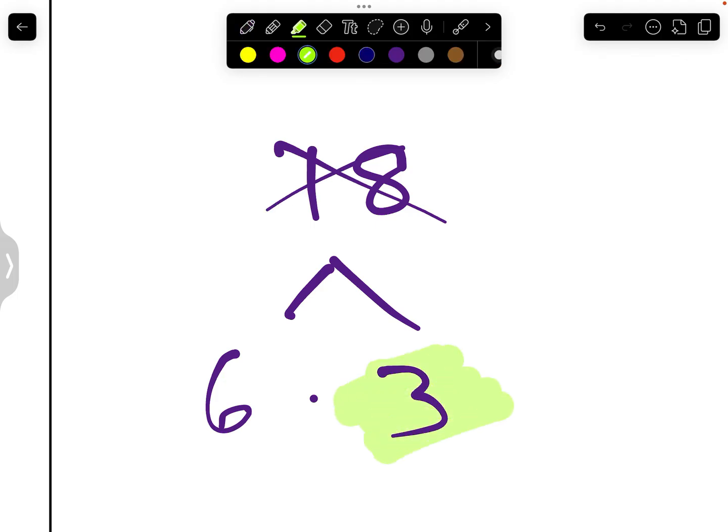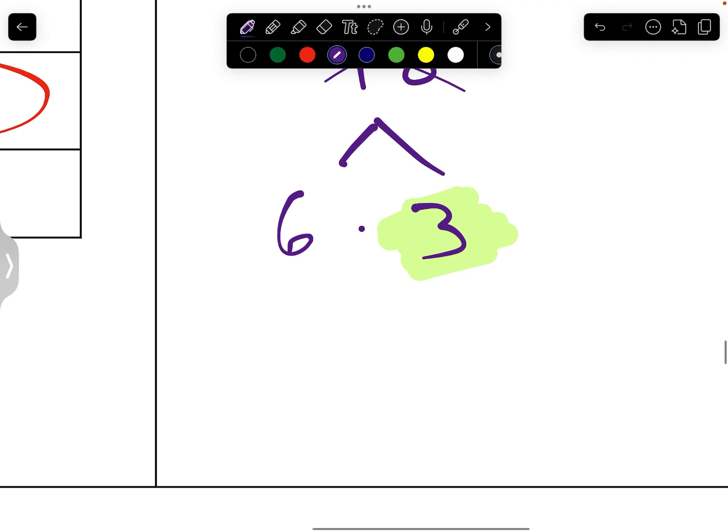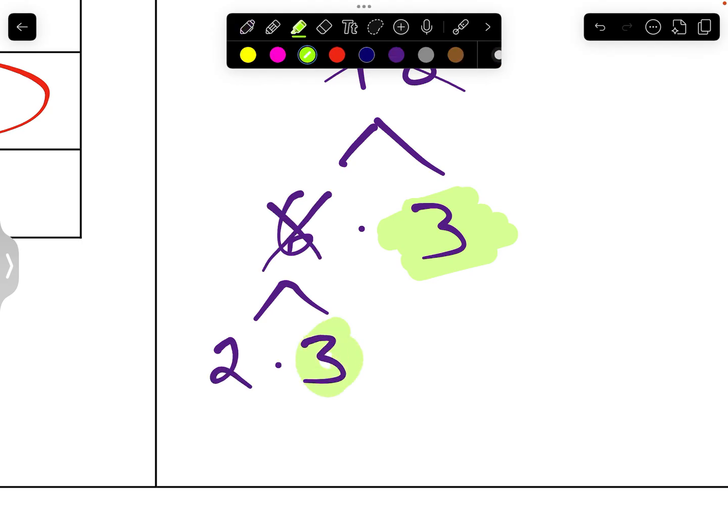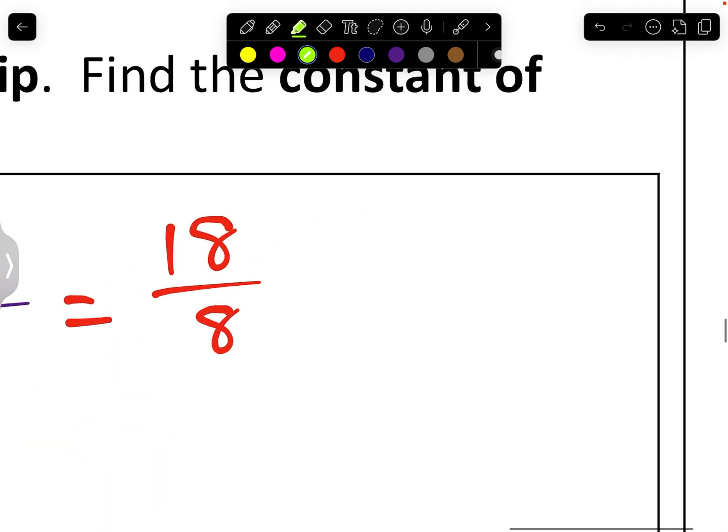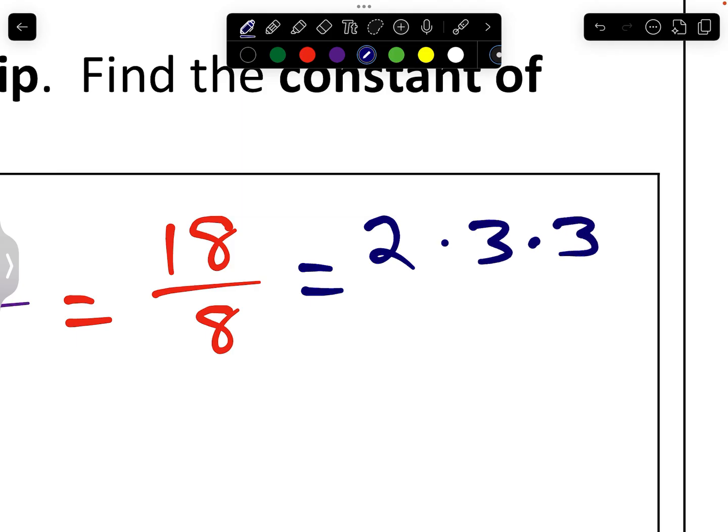But hey, on the front, 3 is prime, so I can't break that down anymore. But 6 is not. So that's 2 times 3. And again, if you need to use your chart, use your chart. But I went through that one pretty quick just because we should know what 2 times 3 is. All right, cool. Well, I got prime numbers there. So 2 and 3 and 3. 2, 3, 3.